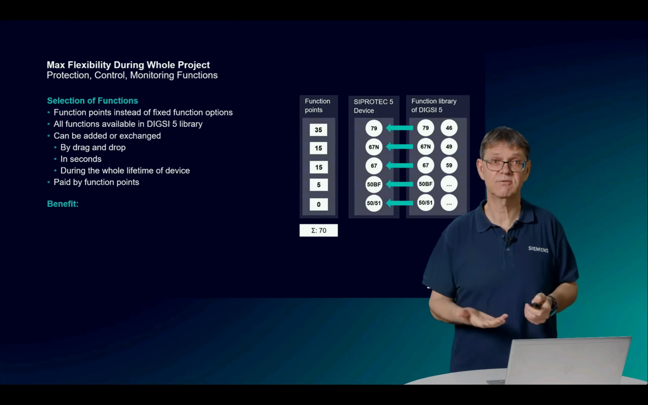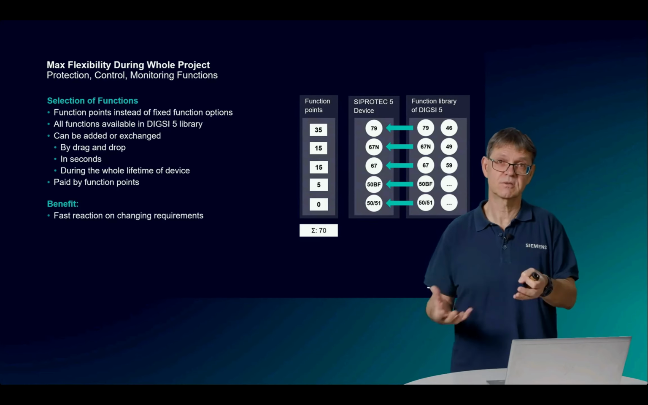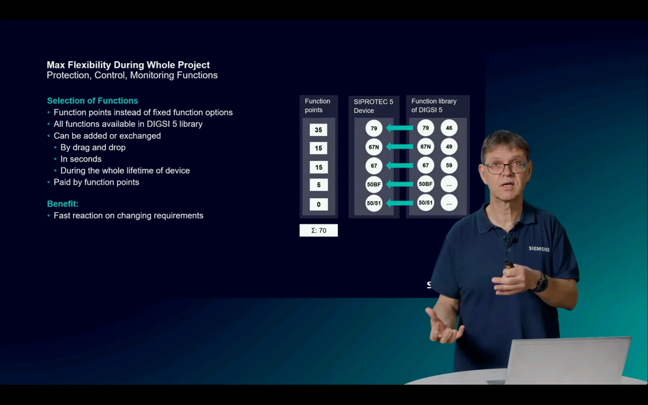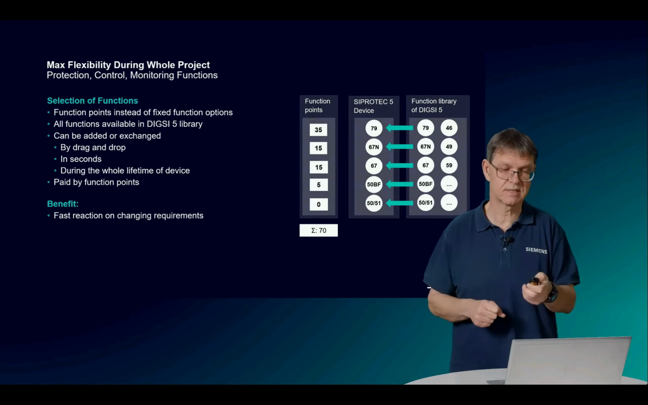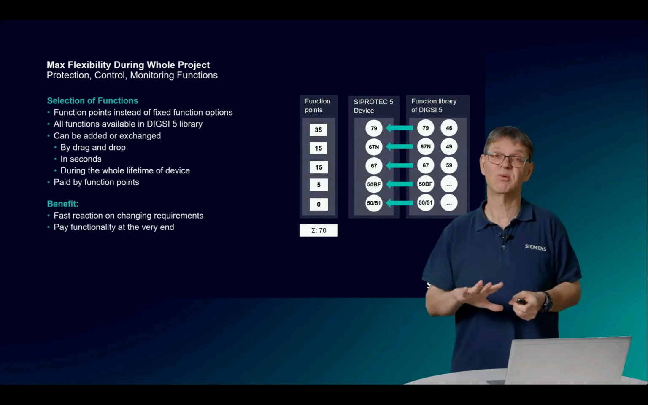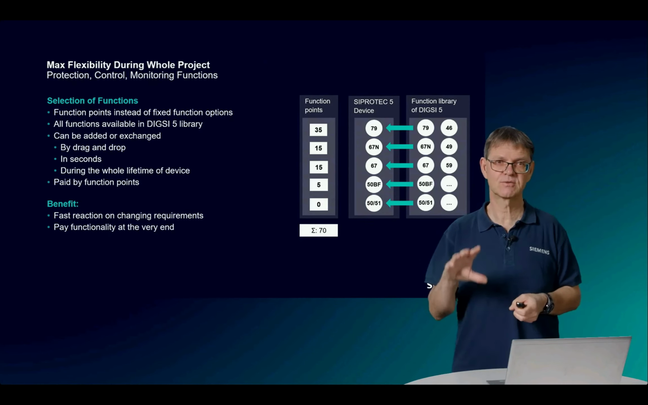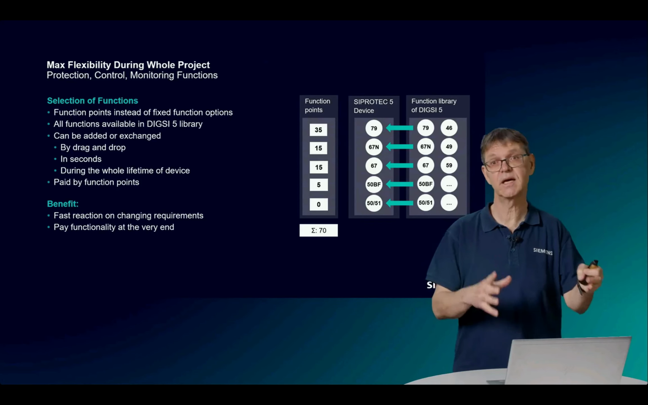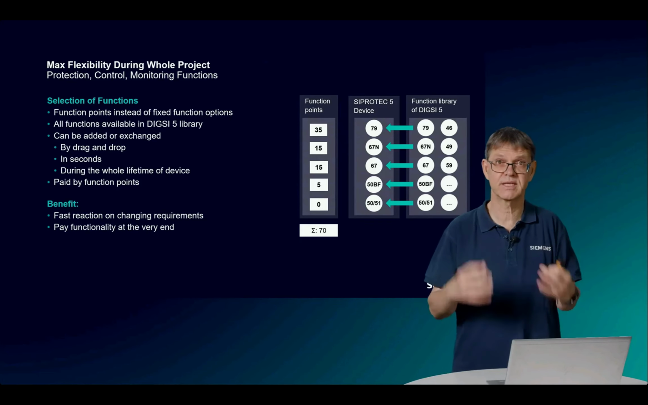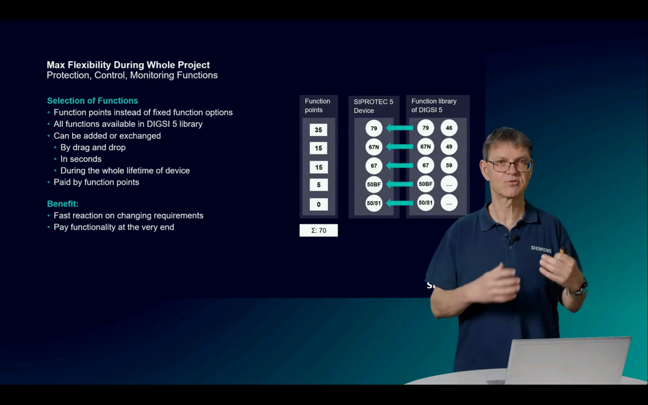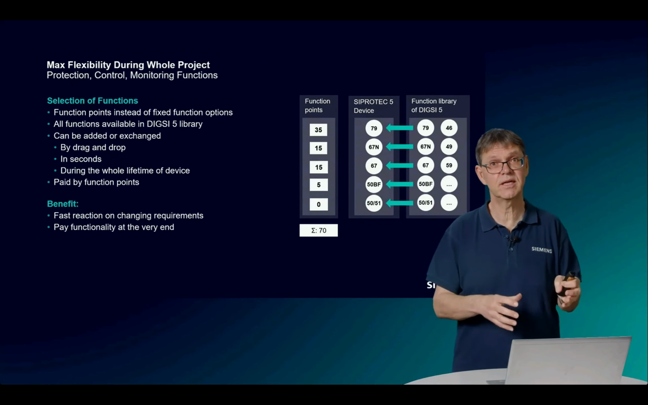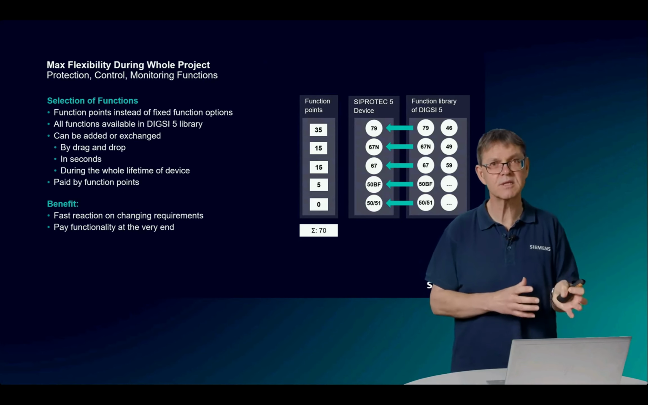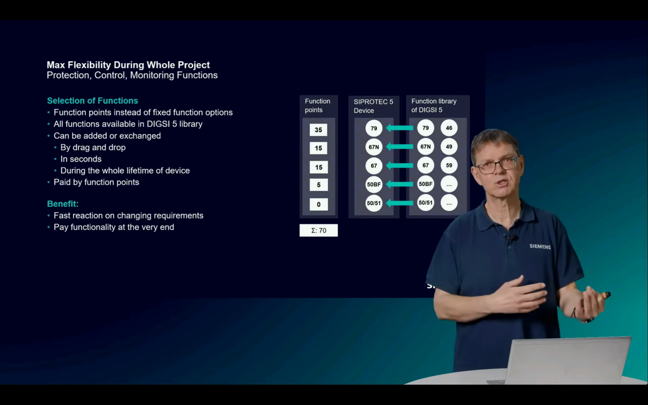And these function points have another benefit. Firstly, we have a fast reaction again when we swap, exchange, or adapt the function as told. With the function points, you can pay for the functions right at the very end of your project, when you have the relay and you start the commissioning or the testing, when it's clear which functions really need to be in the relay. Because often at the beginning you have some ideas how to make up the scheme, and then during the project there are changes.